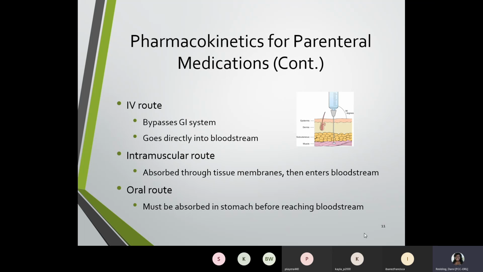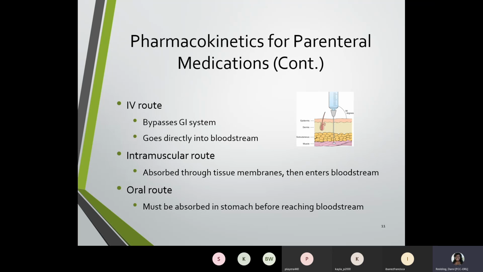So pictured here is an example of how a medicine would go directly into a bloodstream. Now, there are different ways how medications can be injected through the parenteral route, and those routes would include intravenous, intradermal, intramuscular, even subcutaneous, just using some different parenteral routes. So with the intramuscular route, the medication is absorbed through the tissue membrane and then it enters the bloodstream.